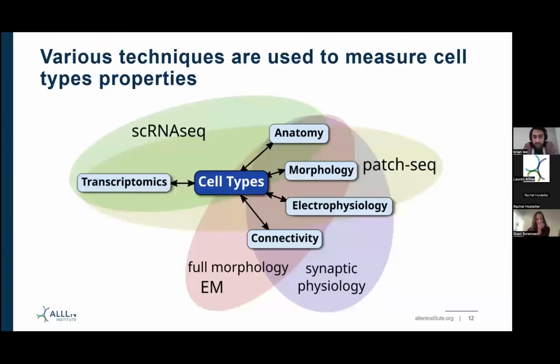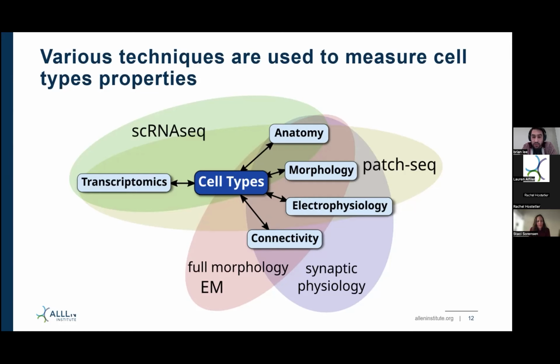Here at the Allen Institute, we use a variety of techniques to understand the cell type properties and how to classify cell types. This image is a nice depiction of how we have various modalities that are used to identify a cell type. For transcriptomics, we have single cell or single nucleus RNA-seq. We have anatomy and morphology, then you have electrophysiology, and connectivity, which uses full morphology and synaptic physiology with the EM techniques.